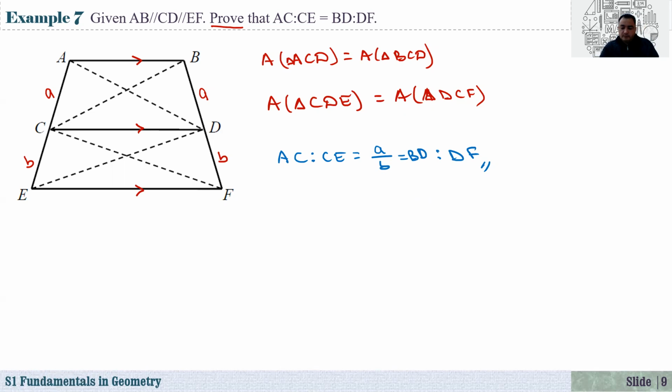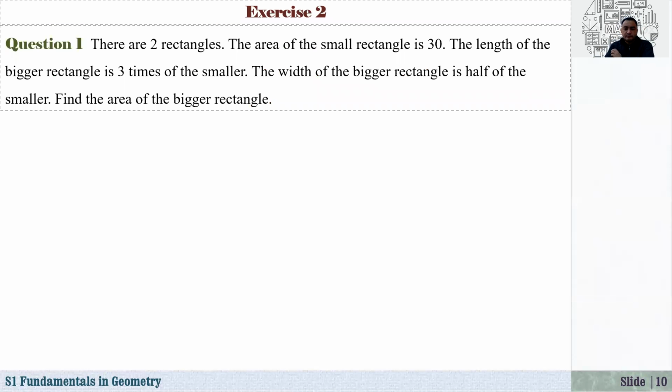Okay, now we are going to practice a few questions from exercise 2. Okay, so let's start with this question. There are two rectangles. The area of the small rectangle is 30. The length of the bigger rectangle is 3 times the smaller rectangle. The width of the bigger rectangle is half of the smaller rectangle. Find the area of the big rectangle.